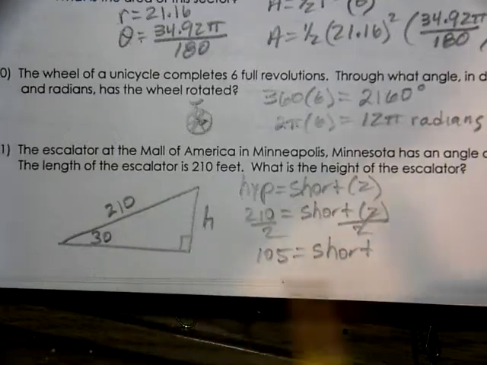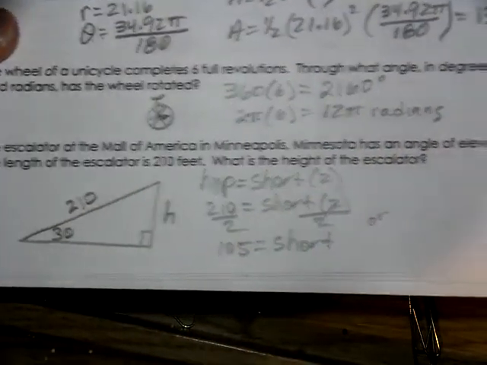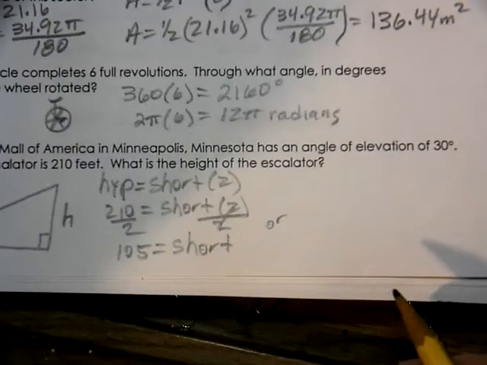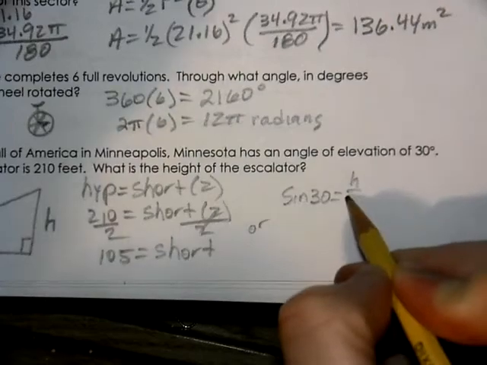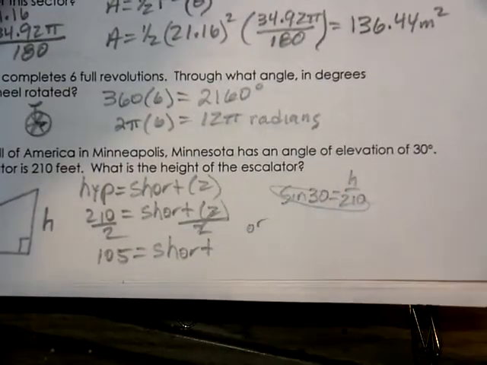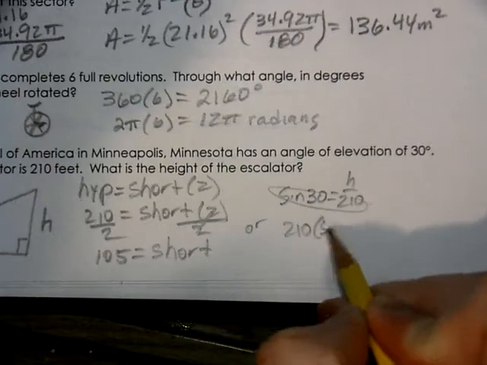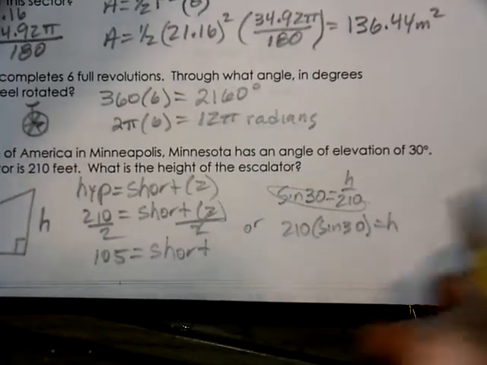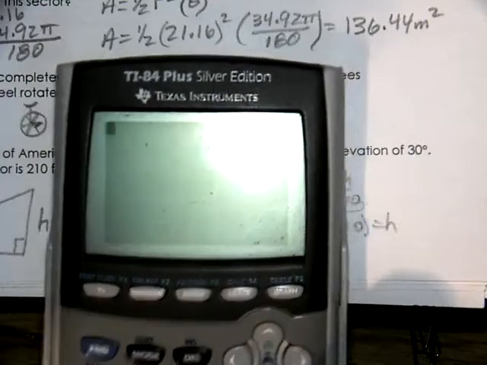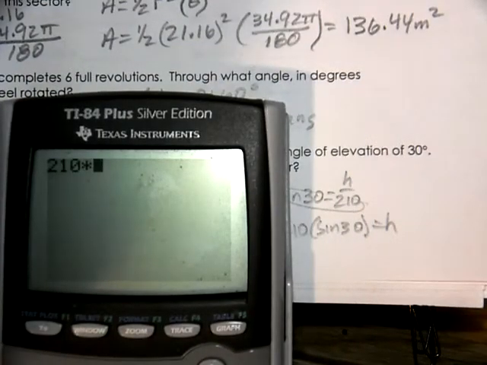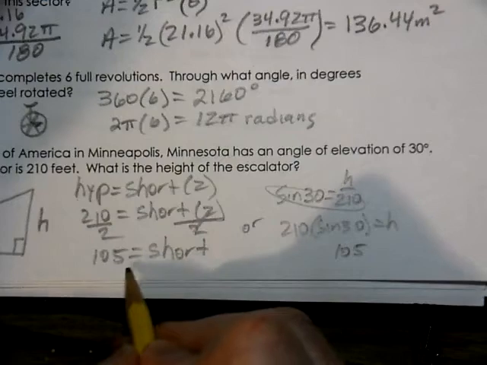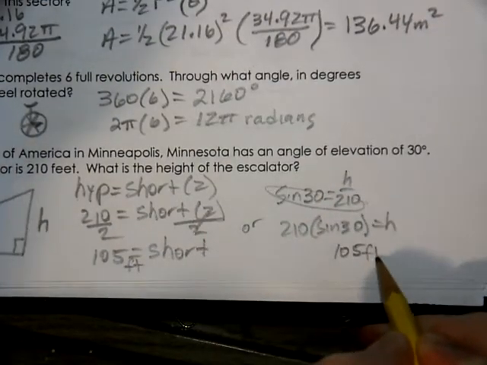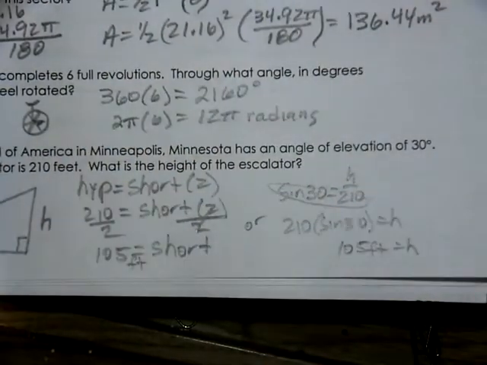Another way you could look at it is the sine. The sine of 30 equals opposite over hypotenuse, and when we cross multiply, we're going to get the same exact answer. 210 times the sine of 30 gives us 105. And those would be in feet. Either way you like to think about it.